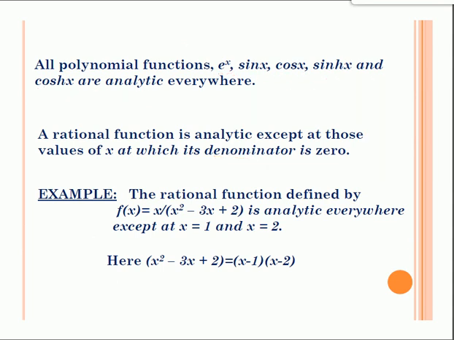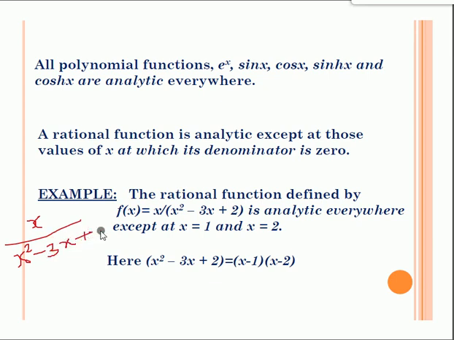Okay, let us take some example. What I have written in the example is a rational function defined by a numerator and a denominator. The numerator means the above term, and the denominator means the below term. So the function is written here as x upon x square minus 3x plus 2. The numerator is x, and the denominator is x square minus 3x plus 2.